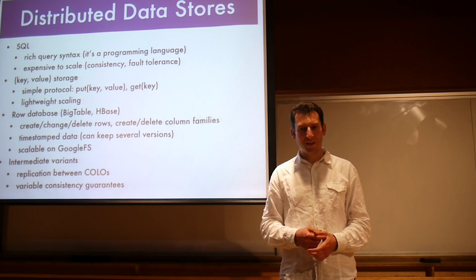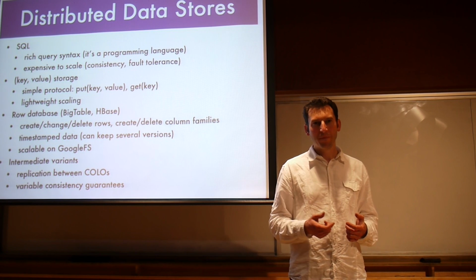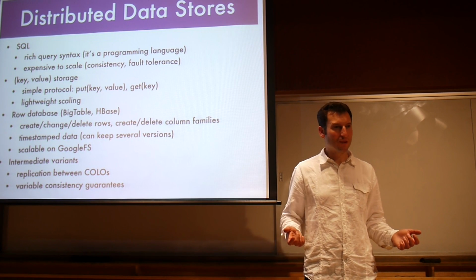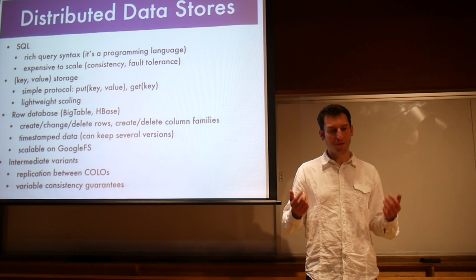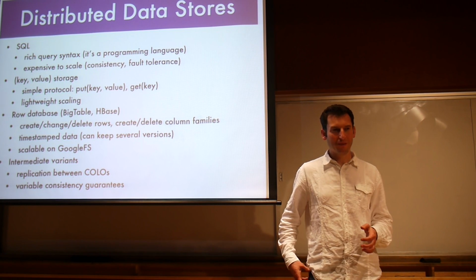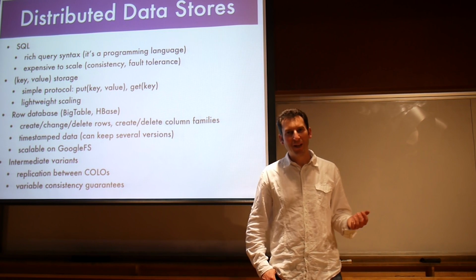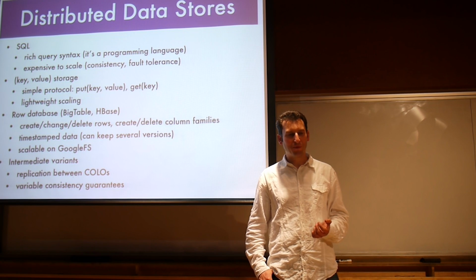Get, on the other hand, will give you the value for a given key, and if there's no key, it will come back and say, well, sorry, I don't have that key. Now, this is a lot more primitive than what you have in a large relational database. However, it may be just good enough for whatever you need to do.